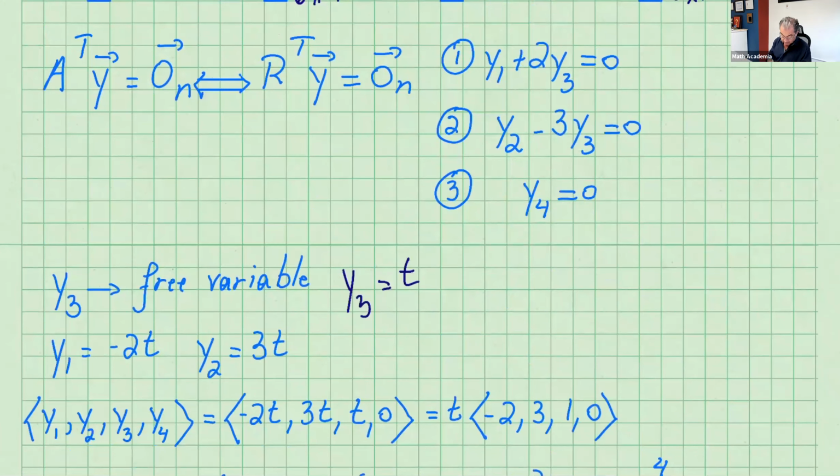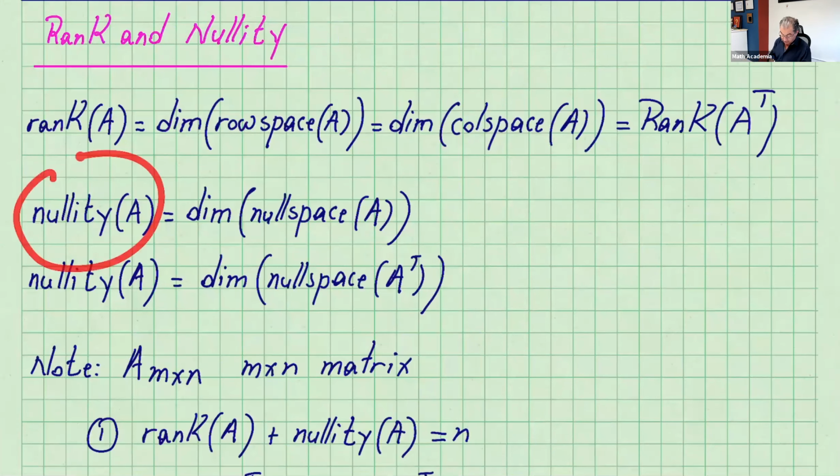Nullity of A, I'm going to repeat that again, is the dimension of the null space or the number of the free variables in RREF or the number of vectors in the basis of the null space. The nullity of the A transpose is the dimension of the null space of the A transpose.